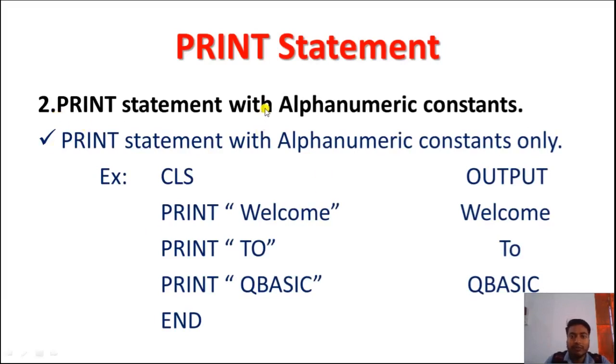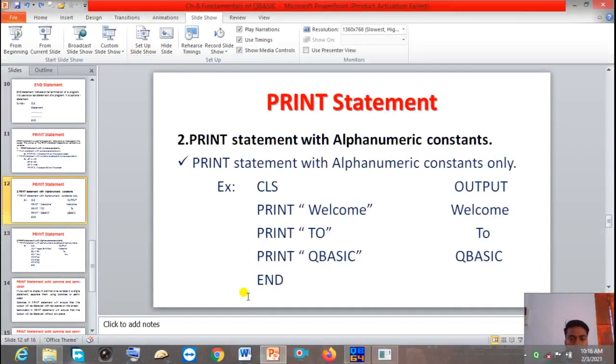Second, print statement with alphanumeric constant. If you want to print a message only, or a message and number, then you have to write print in double quotes. Inside this double quote you have to write the message which you want to print. As you can see on the screen, print in double quote we have welcome, in double quote to, in double quote QBasic. When we execute this program, we will get welcome to QBasic. Now let me show you.